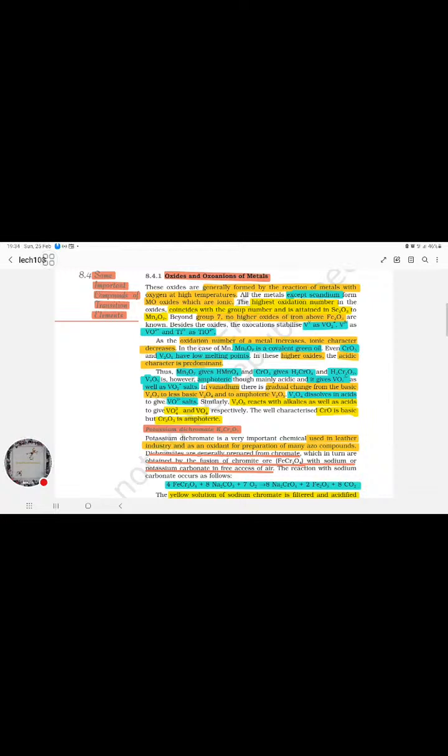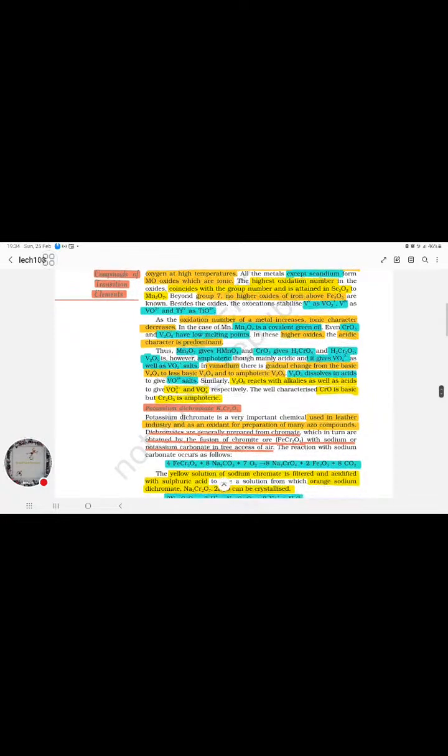So basically, how are we obtaining this? We are obtaining the oxide upon reaction of metals with oxygen at higher temperatures. Moving down, as the oxidation number of the metal increases, ionic character decreases. Why is it so? Oxidation number increases, ionic character decreases. So in the case of manganese, Mn2O7 is a covalent green oil. Manganese in its highest oxidation state is present in Mn2O7.